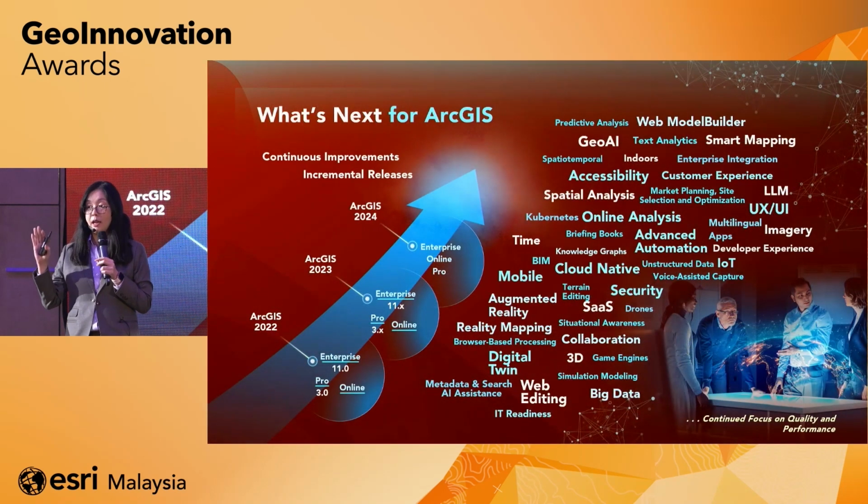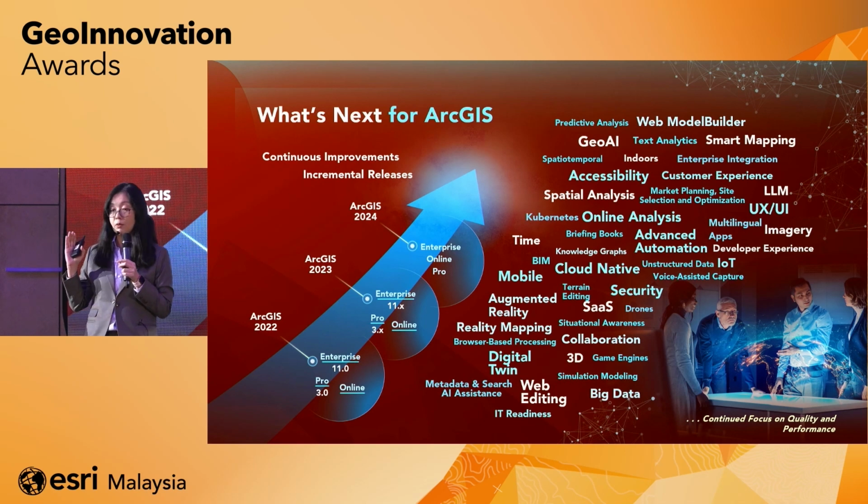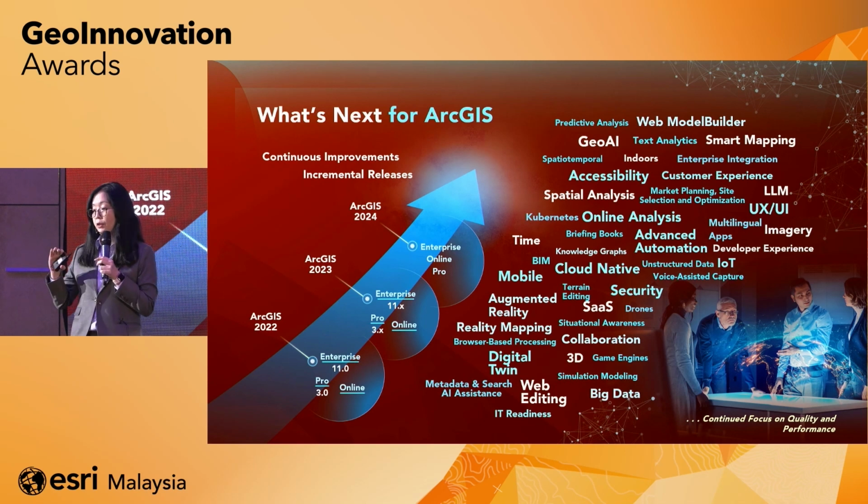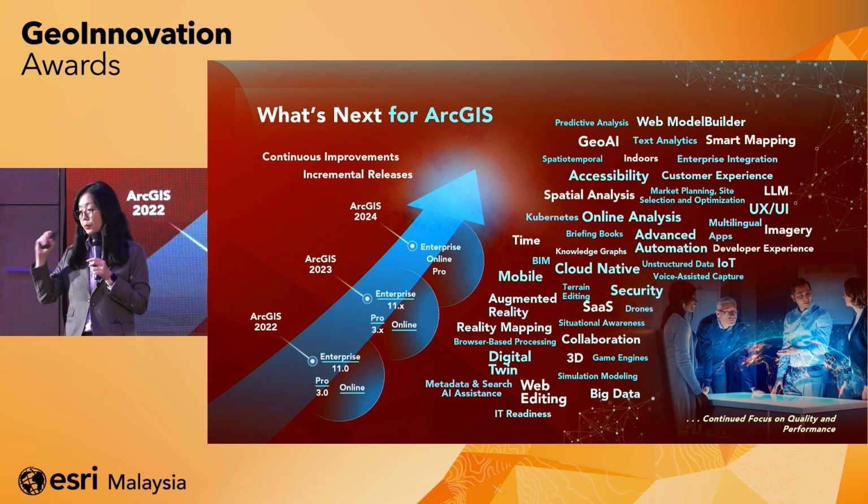So this is what's next for ArcGIS. We are now in 2024. We are focusing a lot on AI, smart mapping, web editing, 3D, and a lot of effort is being put into imagery. And if you see, the bigger the letter is, the bigger the focus is. Like you see, we are focusing on LLM, like what I mentioned, the AI assistants and so on. So this is where we are focusing.